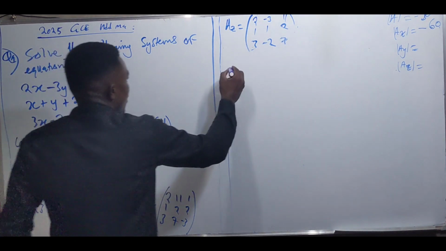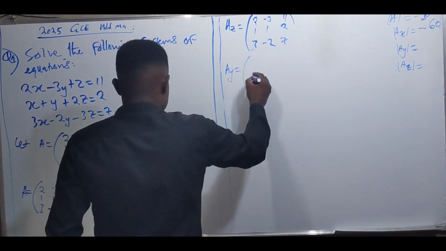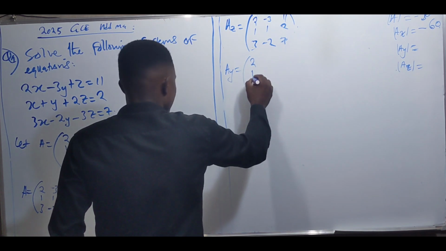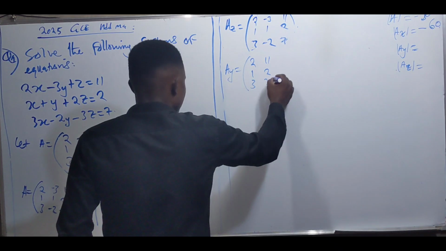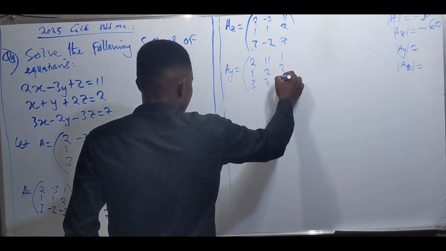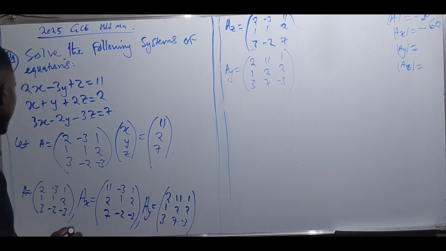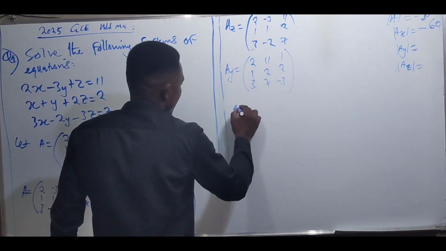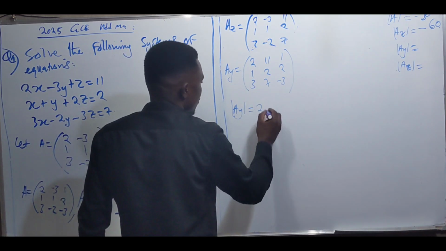Great. So I have this. Then coefficients. We have 2, 1, 3, 11. I have 2, 7, 1, 2, -3. Like that. 2, 1, 3. 1, 2, -3. 11, 2, and 7. The determinant of this matrix is given by, first one we know is positive.